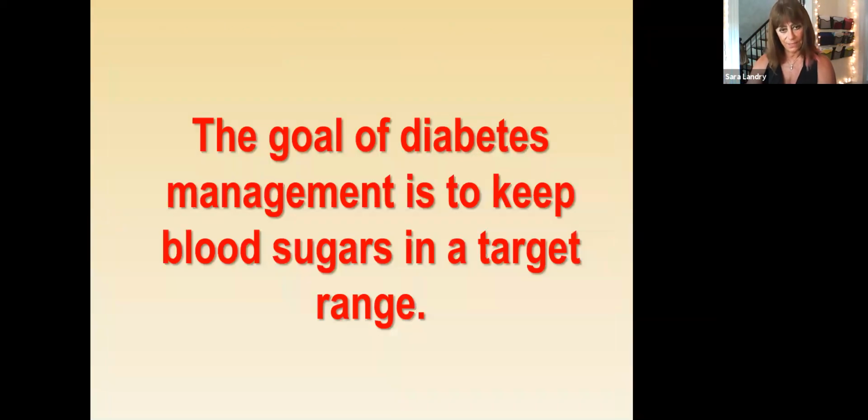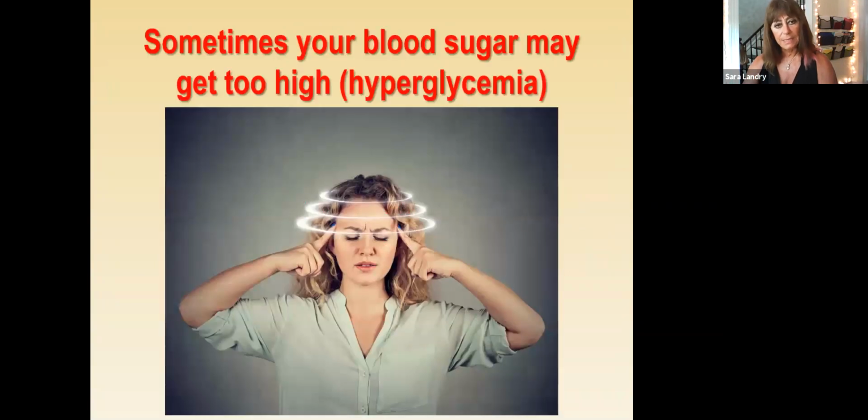Let's talk about these. The goal of diabetes management is to keep your sugars in that target range, 70 to 180. Sometimes your blood sugar may get really, really high, 200, 230, 250. When it gets high, it's called hyperglycemia.